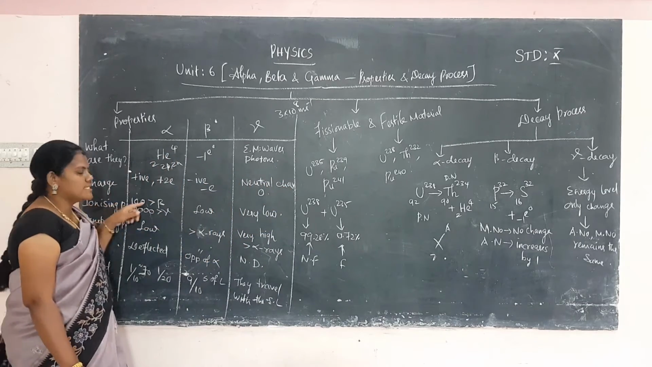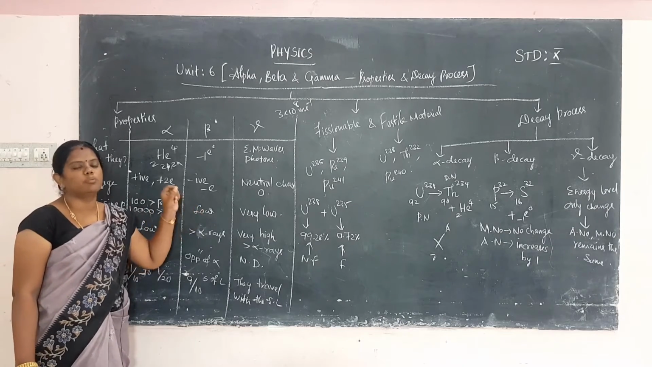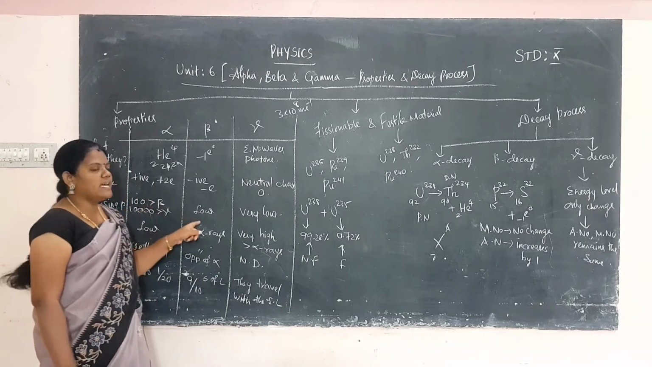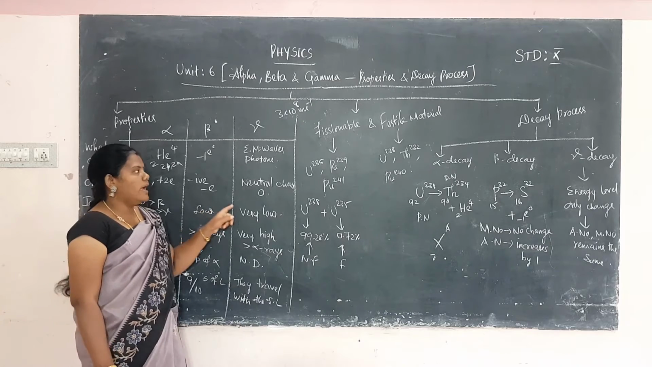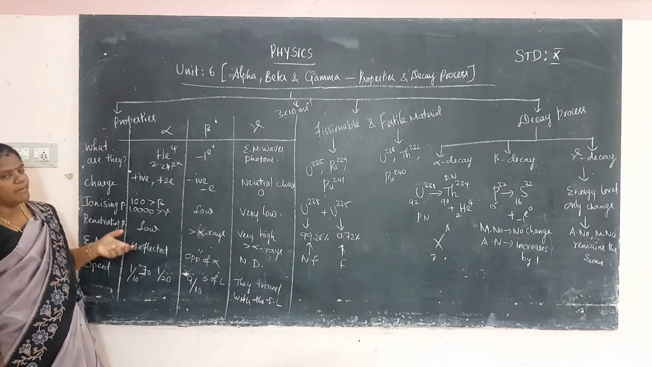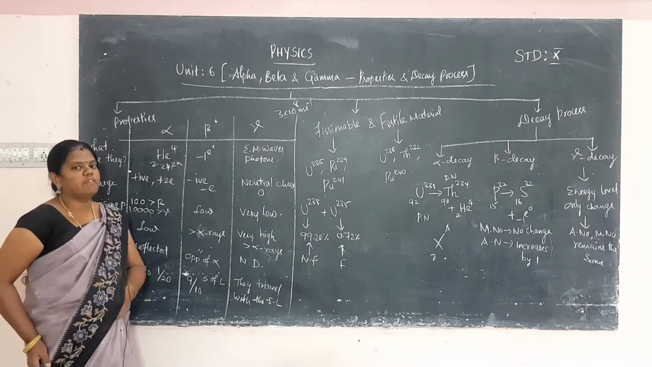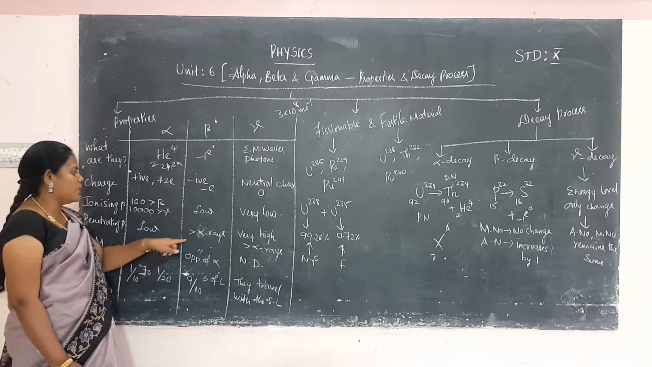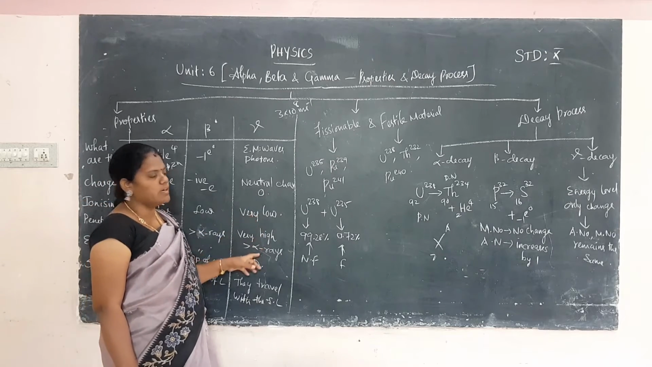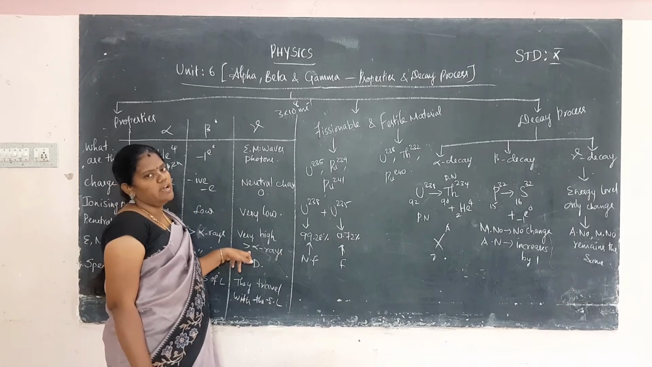Then ionizing power: alpha is 100 times greater than beta, and much greater than gamma, beta has low ionization power, and gamma has very low ionization power. Penetrating power for alpha rays is very low, beta is greater than alpha, and gamma has high penetrating power, very much greater than alpha rays.